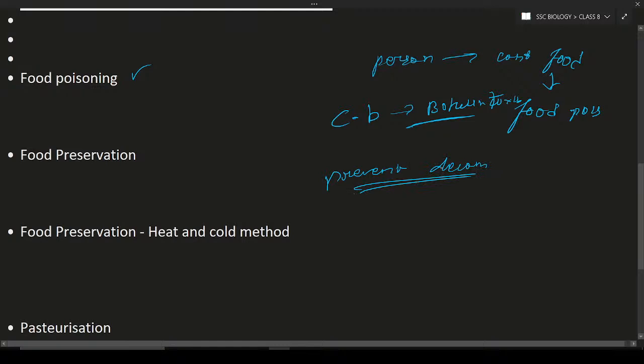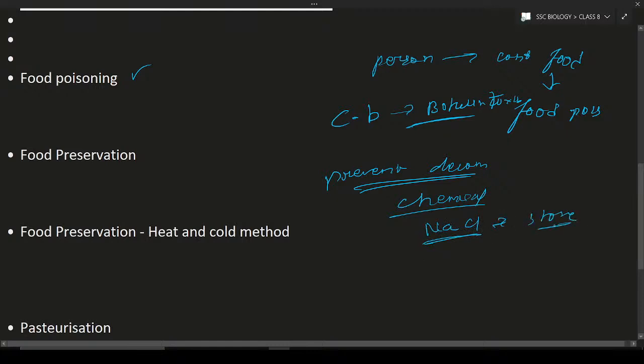There are a number of methods of food preservation. Okay. So what are the methods of food preservation? By using chemicals, you can store the food material. So what chemicals? For example, the first main thing is NaCl, sodium chloride. By using sodium chloride, you can store food materials.